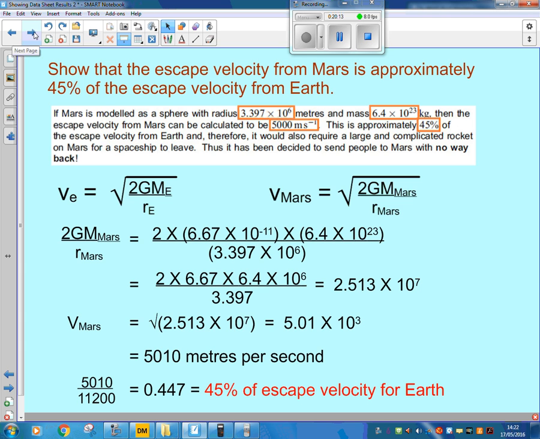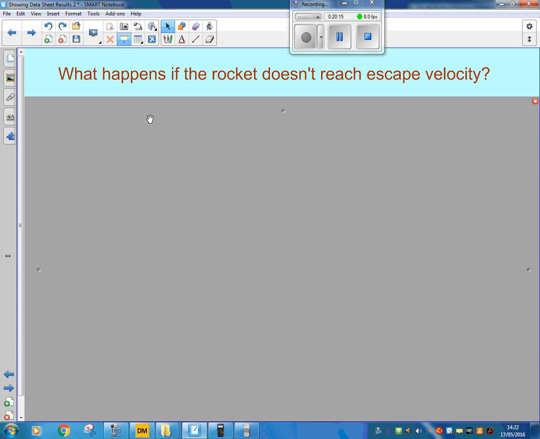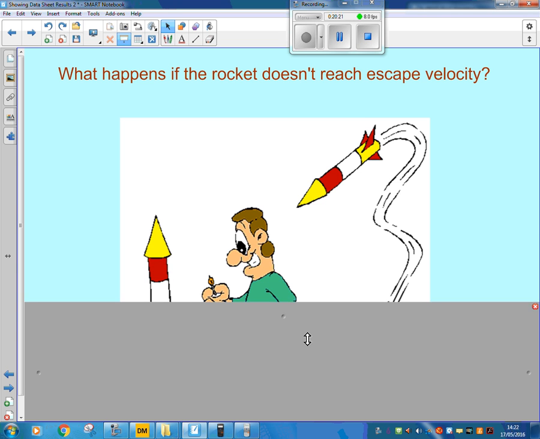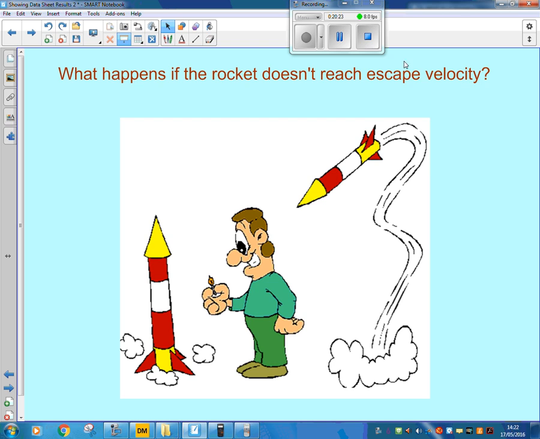Okay, final question. What happens if a rocket doesn't reach escape velocity? Answer is here. Okay, good luck.